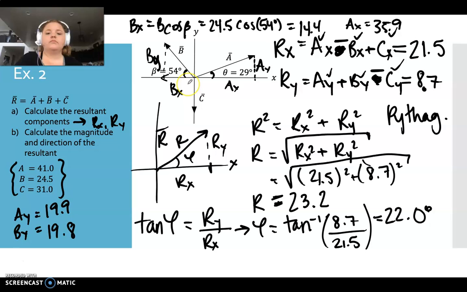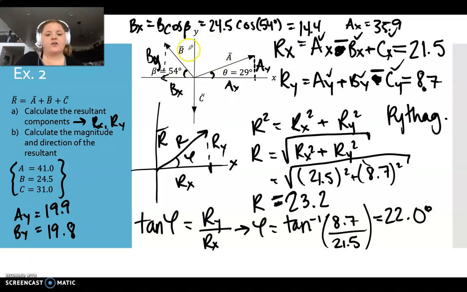So what we have here is that our resultant vector has a magnitude of 23.2 at this phi angle of 22 degrees.